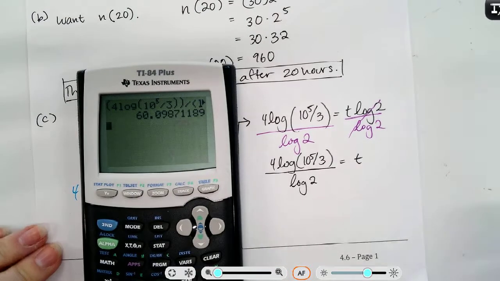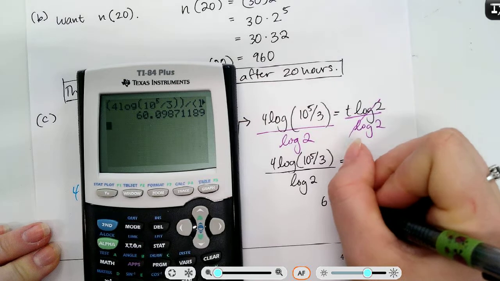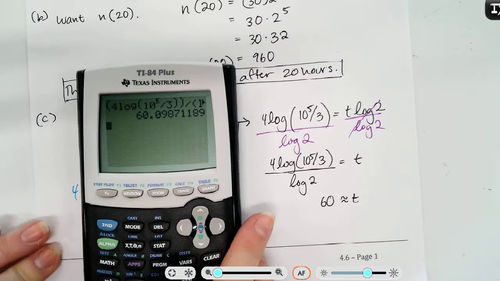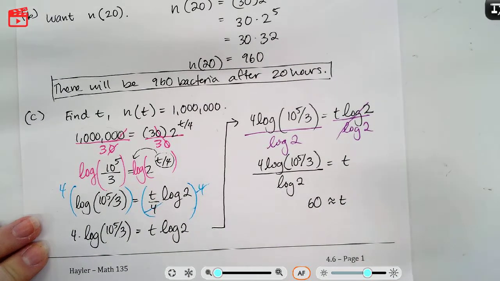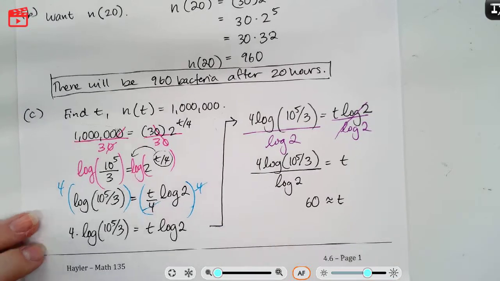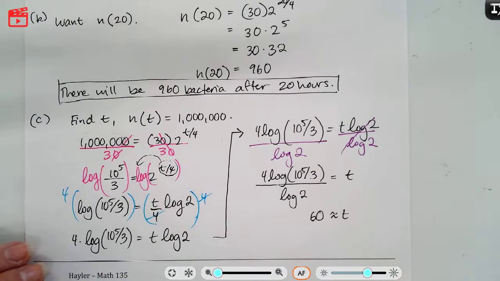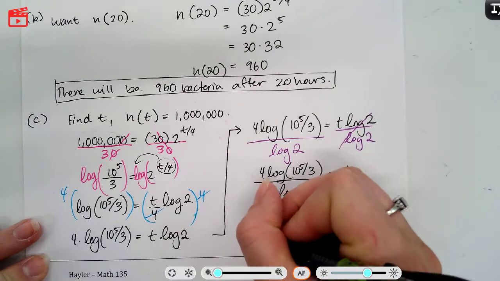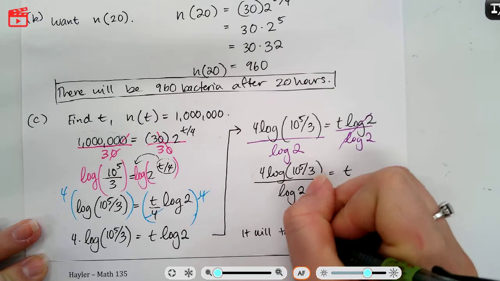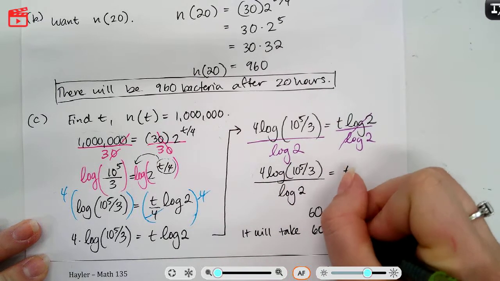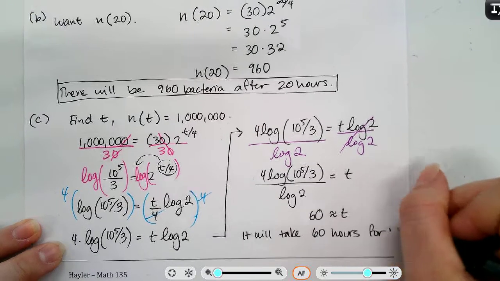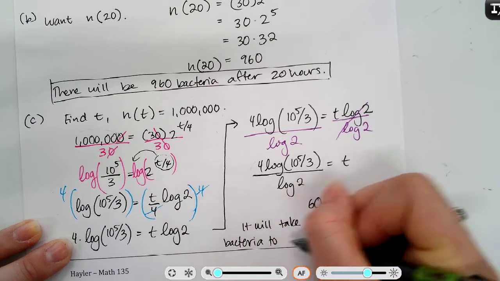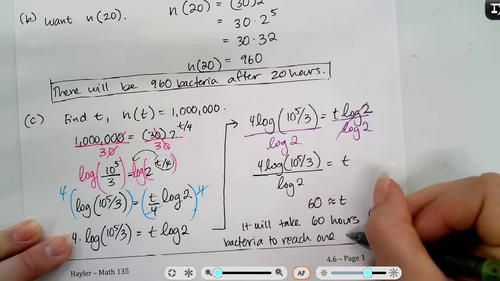And there we go. Okay, most humans would appreciate an answer like this. If I said, how many hours would it take the bacteria to reach 1,000,000, and you told me 60 hours, I'd be able to comprehend that way better than if you had told me this answer. All right. Okay, so it will take 60 hours for the bacteria to reach 1,000,000.